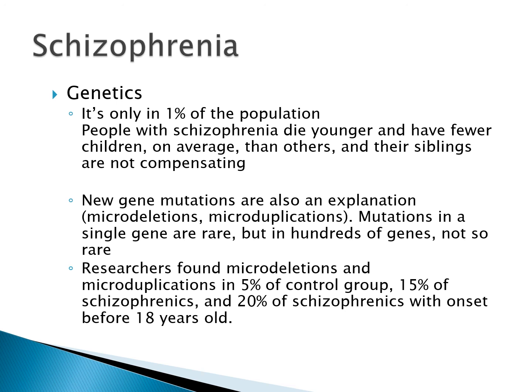So researchers found microdeletions and microduplications in 5% of a control group, 15% of schizophrenics, and then 20% of schizophrenics with onset before age 18. So we do see some relationship, but again, just some percentages to consider.